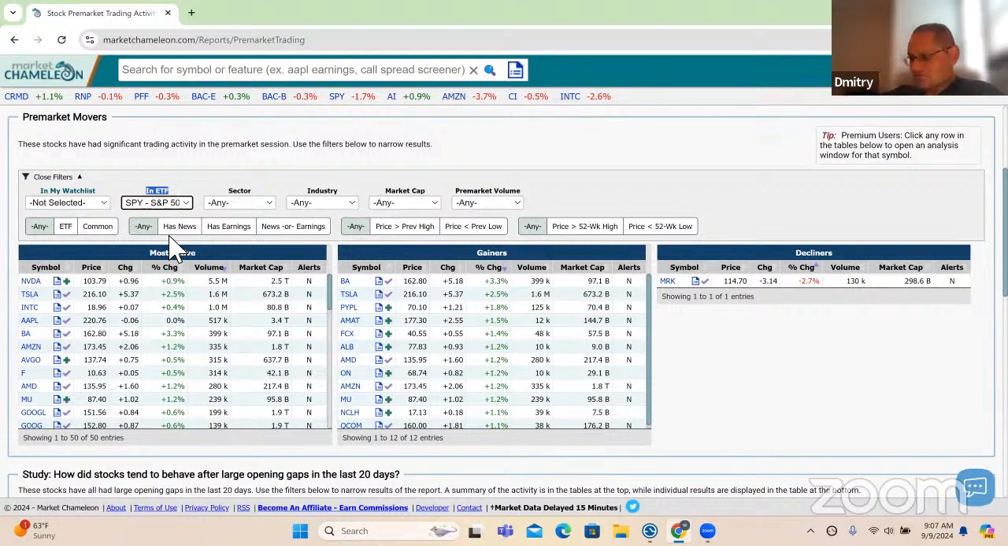So the idea is, if I save a watch list with S&P 500 stocks and then screen this out, I've narrowed down the group of stocks I'm analyzing to S&P 500 companies. And here you see 12 made it onto our biggest percentage gainers list, 1 on the decliners. So this also indicates that there's a bullish bias in the pre-market trading activity.